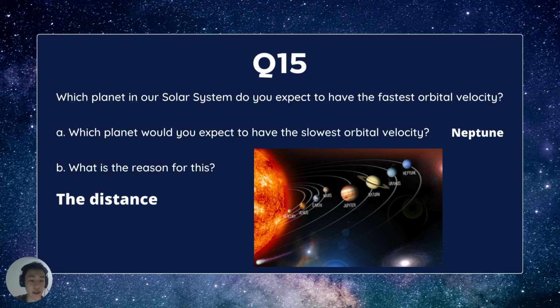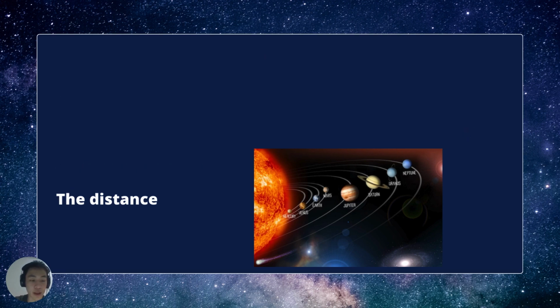And for question 15, the fastest orbital velocity I would say is Mercury, and the slowest one is Neptune. The reason for this is the distance. Neptune has the farthest distance among all the planets, so the weaker the gravitational force that acts on it.